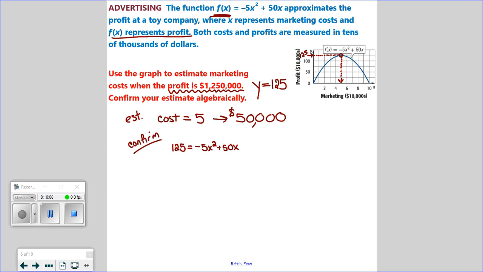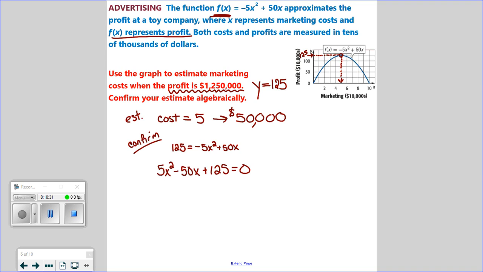So that's going to explain why I'm going to move everything to the left-hand side, because if I move everything to the left-hand side, it's going to make that 5x squared positive, isn't it? I would add 5x squared over, subtract 50x over, and give me a positive 5x squared minus 50x plus 125 equals 0. I have to get it equal to 0 before I can solve.